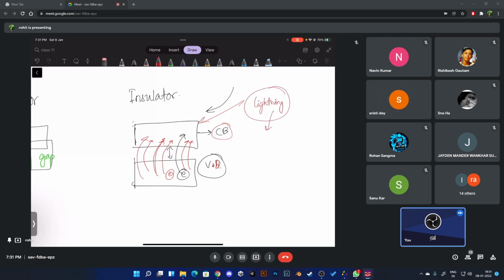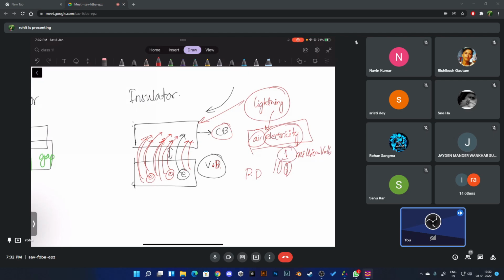During lightning, what happens? Even the air conducts electricity, no? That means the electrons are going from where to where? Valence band to conduction band. And what kind of potential difference is present with lightning? Very high potential difference. 10,000 volts, I don't know, million volts maybe. Just imagine. Million volts of energy is required.